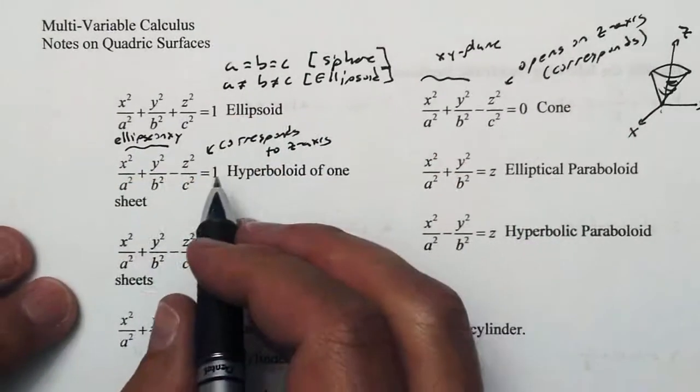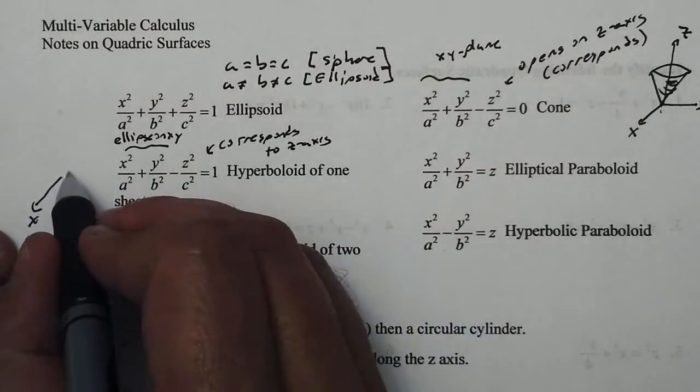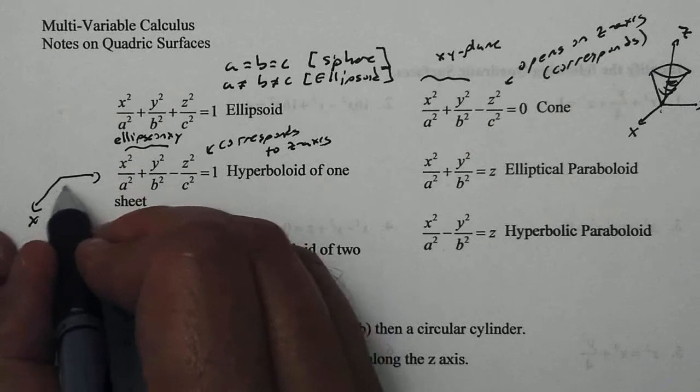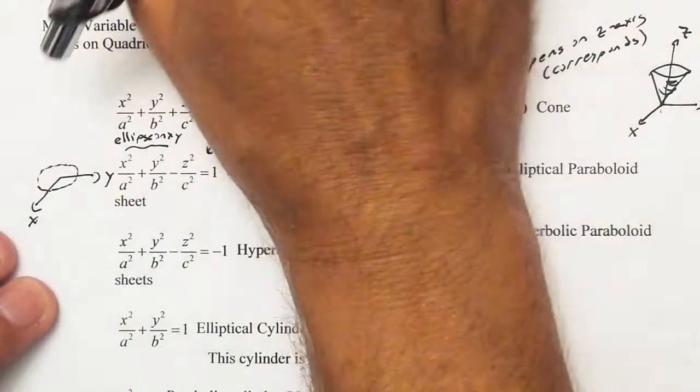On the xy plane there. So if I think about that, here's the x and here's the y. What's going to happen is I'm going to get an ellipse on this, right there in the xy plane. Whoops, let me get rid of this.